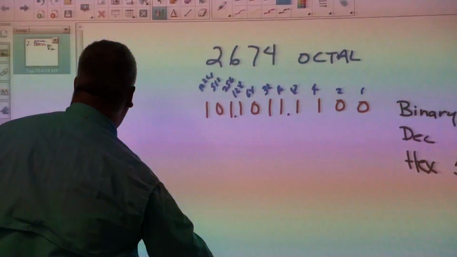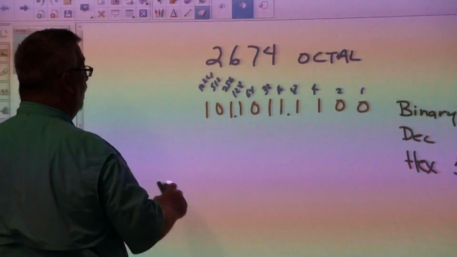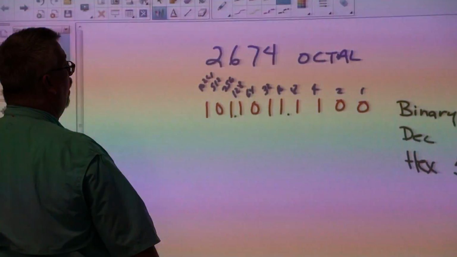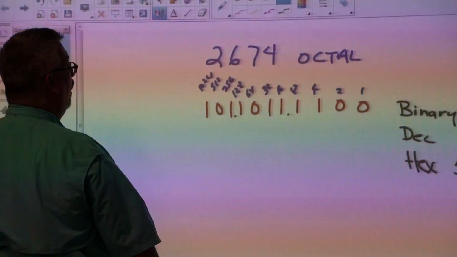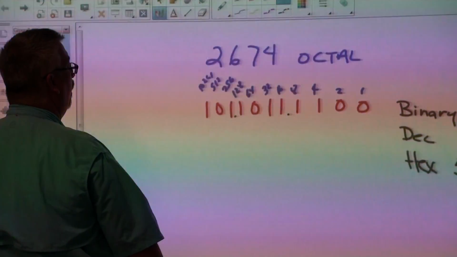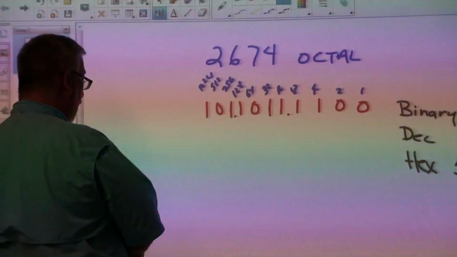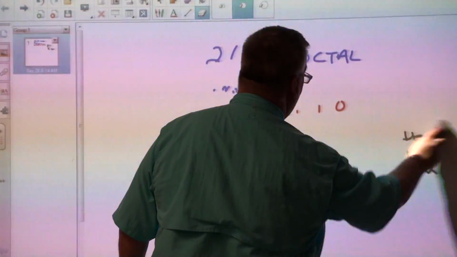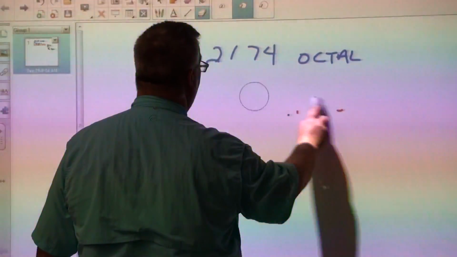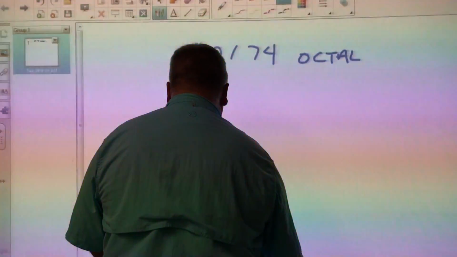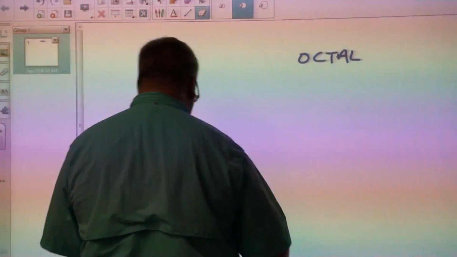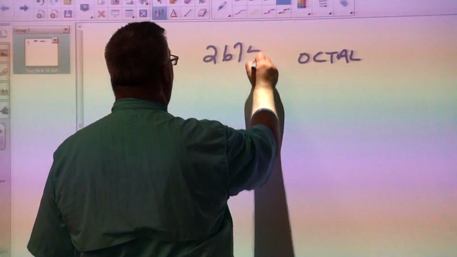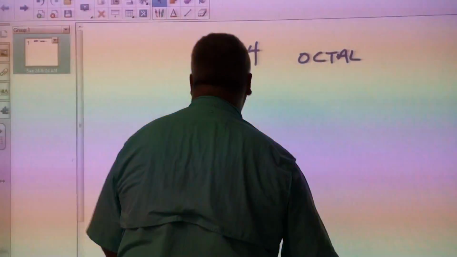I don't like the binary either. Show me how you got 101 in the front instead of 010. Let's work through this one. Looks like I have done a good job of goofing it up. We're going to go back to 2674, and I'll do it all again.